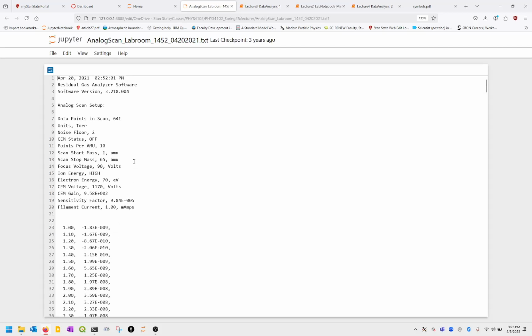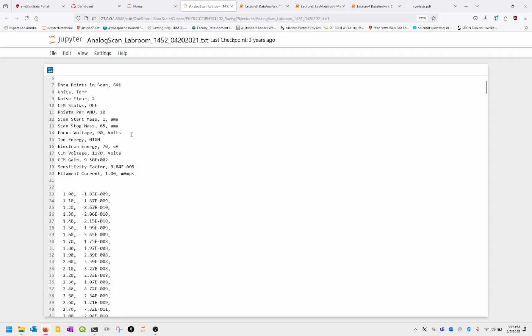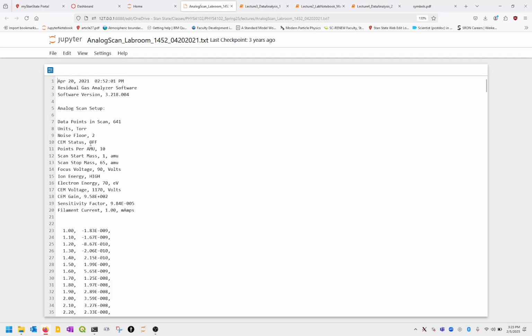Jupyter Notebook has a decent text interpreter. It even opens other types of files like JSON files and HTML files, but if you have a raw binary data file, it's not going to be able to open it. If you just click and open the file, it has a bunch of information on there. It tells you when the data was taken and what the setup is. This is information that you need in order to do your lab. This came from the mass spectrometer we read about last time.